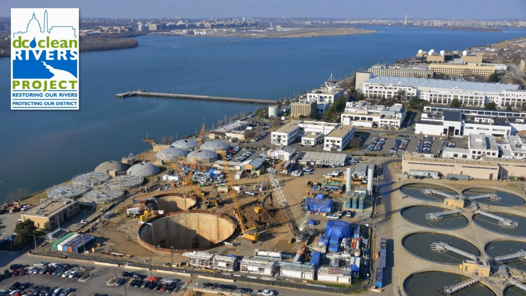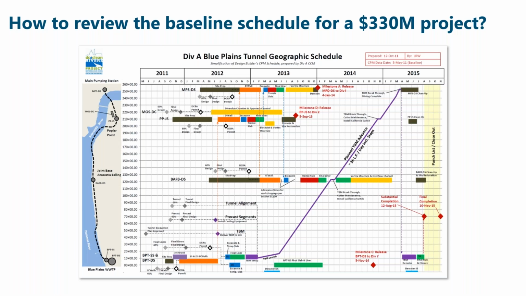So our project was to construct a tunnel. Starting at this area, we dug a tunnel 4.5 miles up the river and up into the district. So these are shafts. This shaft here is a 132-foot diameter. I like to point out the size of the cars for scale. It's a very large hole in the earth. And we started this project in 2011. It was a 5-year design build project.